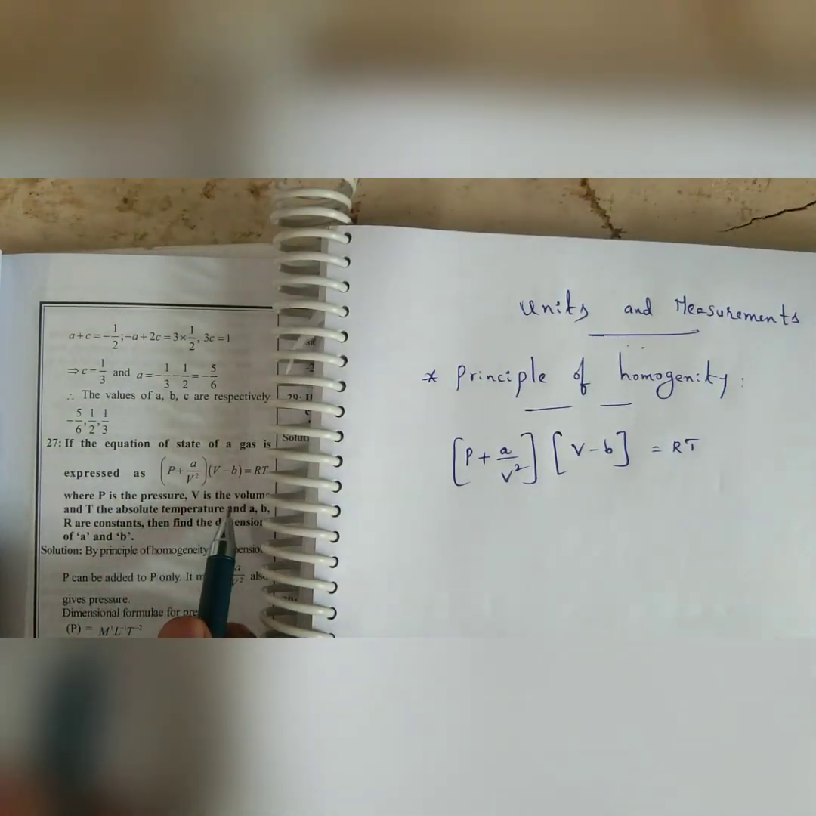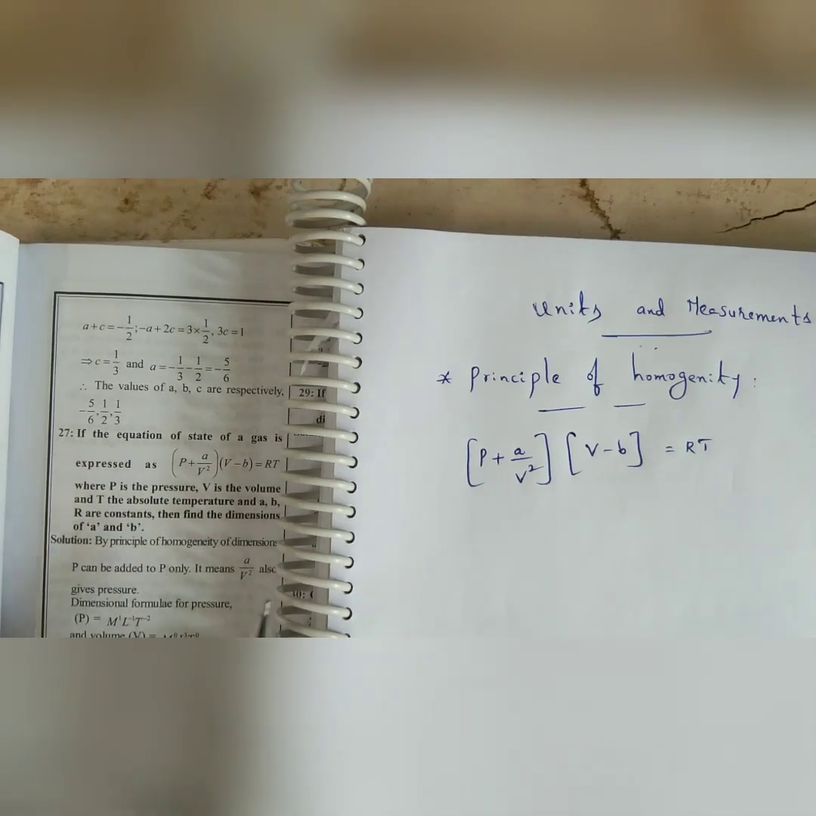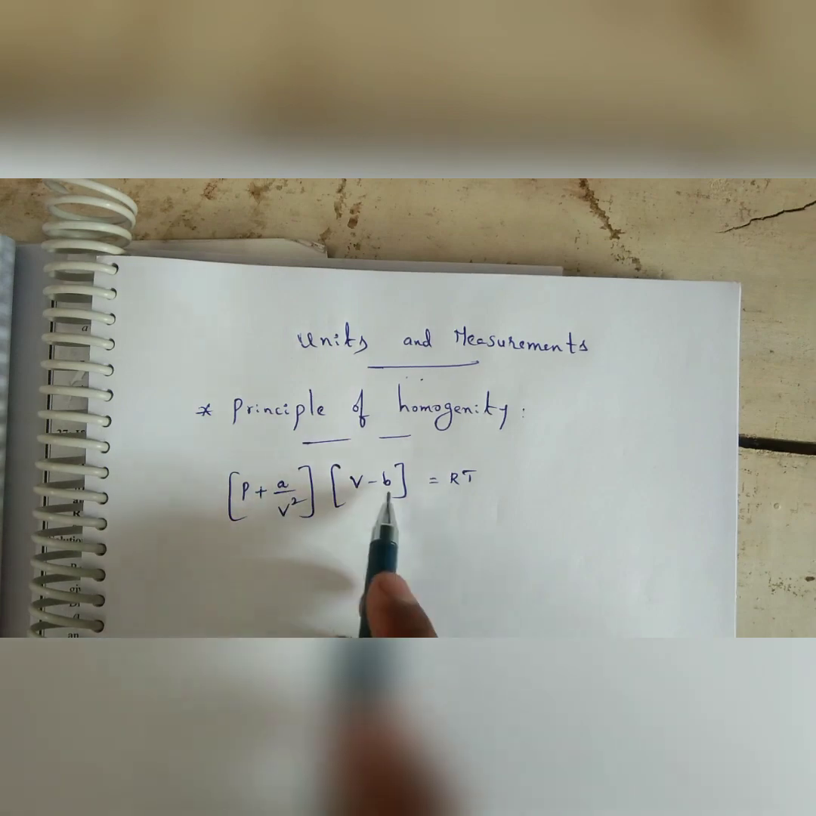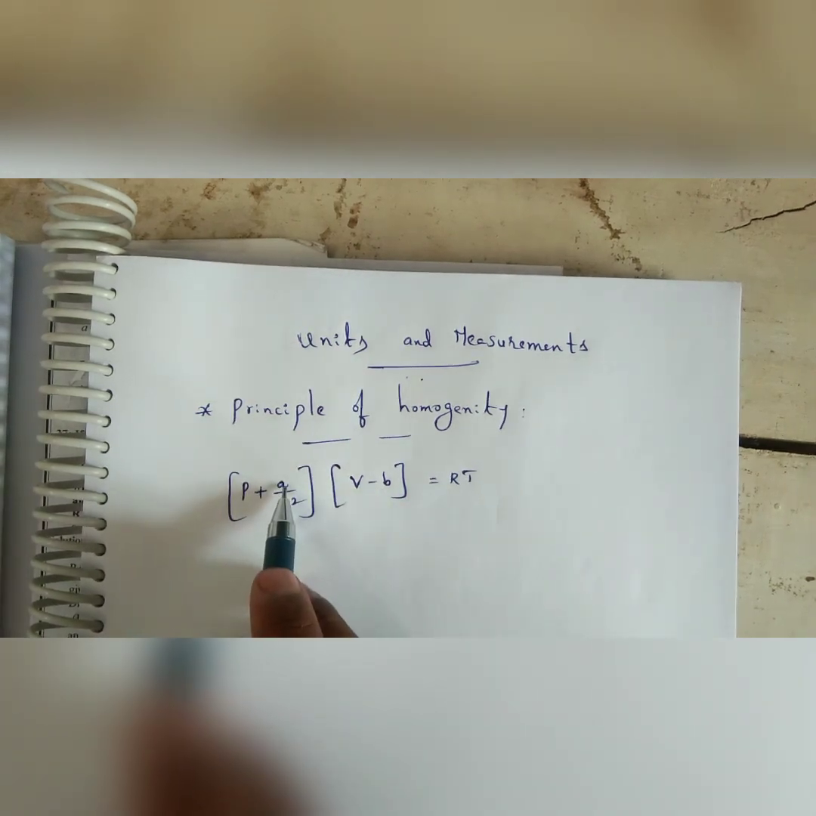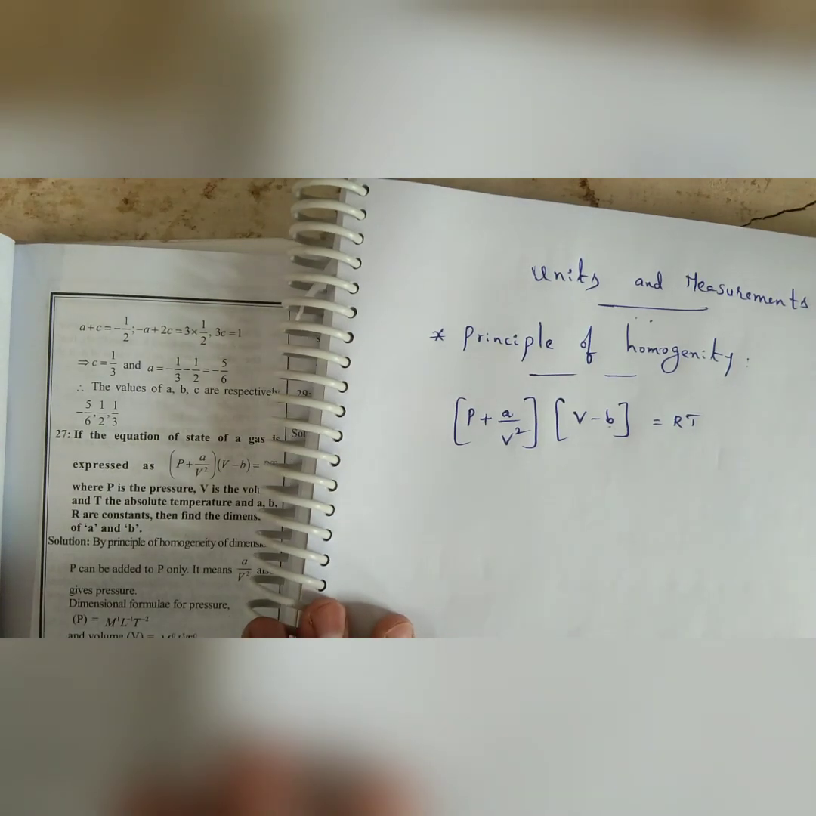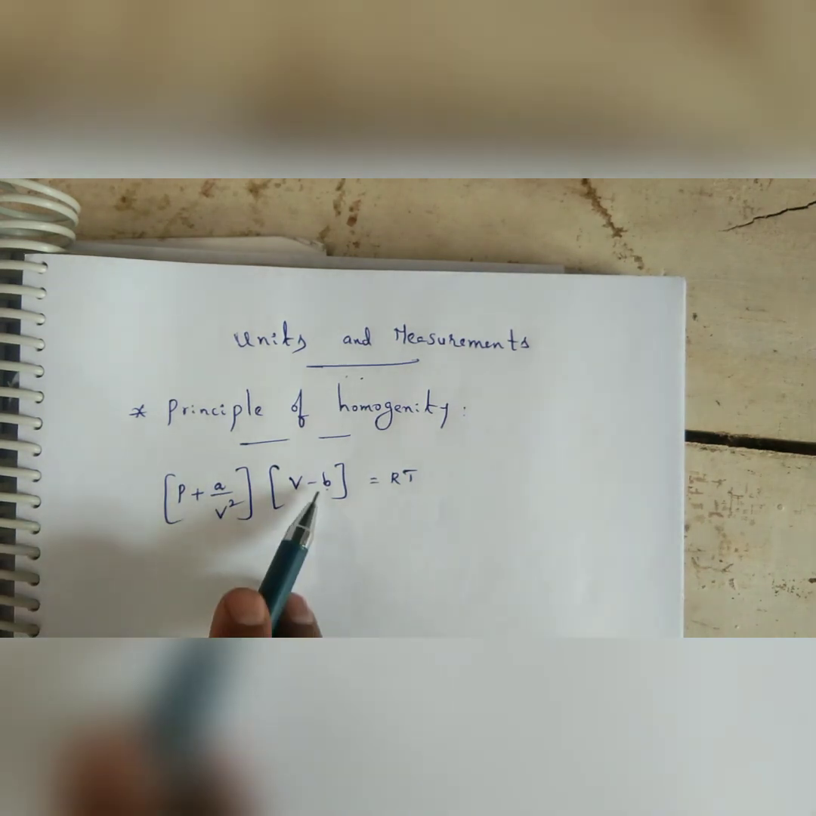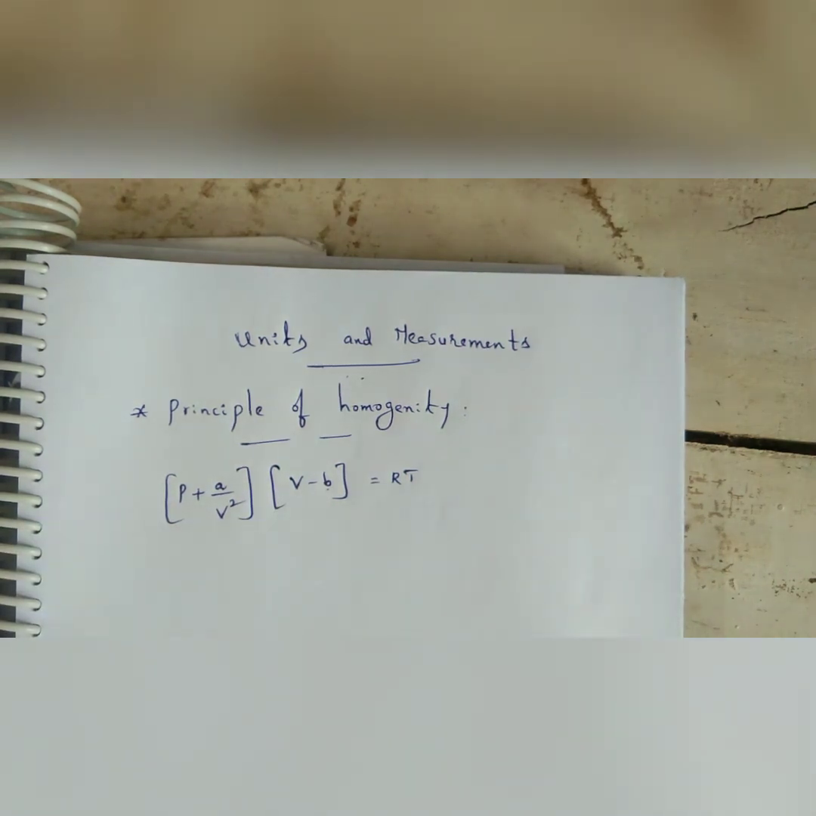Here P is the pressure, V is the volume, T is the absolute temperature, and a, b, R are constants. Then find the dimensions of a and b. In this equation a and b are visible, and these two we need to consider. At first we need to calculate the dimensional formula of a, and the dimensional formula of b.